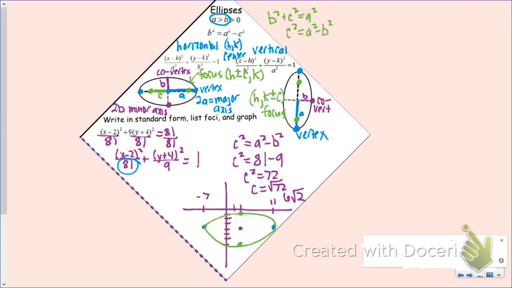So then to write the coordinates of the foci, we need to think about where they're going to be located. Since this is wider horizontally, they're going to be on the major axis, which means the x-coordinate is moving away from the center. The y-coordinate is the same. So I take the x-coordinate of the center, which is 2. I add or subtract c, and then the y-coordinate stays the same, and my y-coordinate is negative 4. So those are the coordinates of my foci.